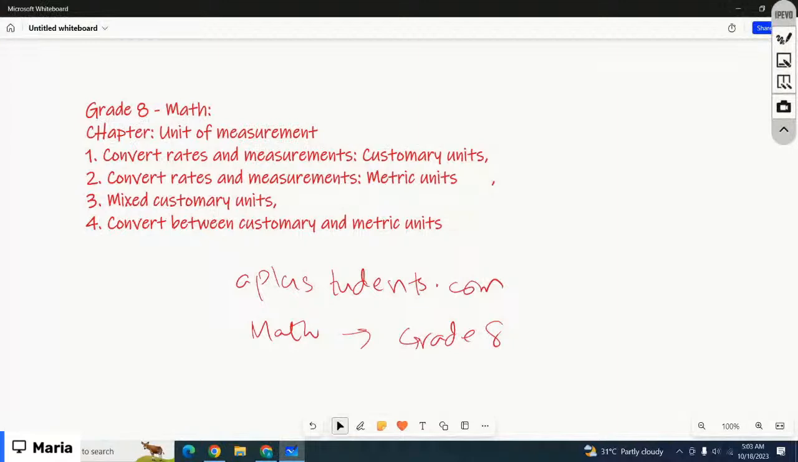There you can find a list of the chapters. We're going to start the chapter unit of measurement. The lessons we are going to cover are convert rates and measurements customary unit, convert rates and measurements metric unit, mixed customary units, and convert between customary and metric units. So let's start with the first lesson, convert rates and measurements customary units.